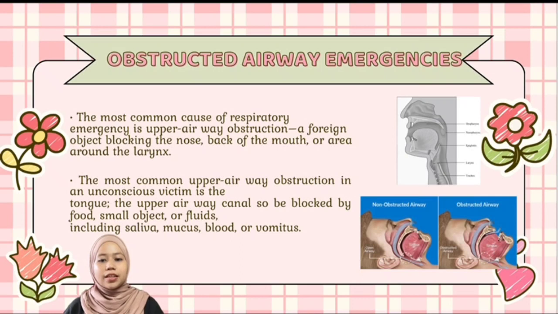Next, obstructed airway emergencies. The most common cause of respiratory emergency is upper airway obstruction, a foreign object blocking the nose, back of the mouth, or area around the larynx. The most common upper airway obstruction in an unconscious victim is the tongue. The upper airway can also be blocked by food, small objects, or fluids, including saliva, mucus, blood, or vomitus.